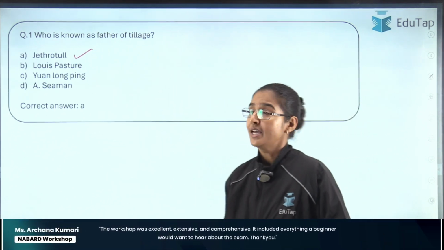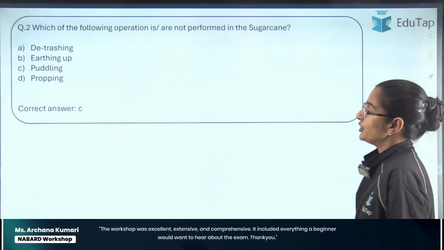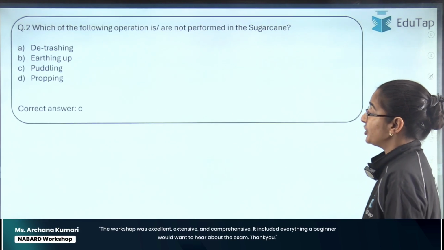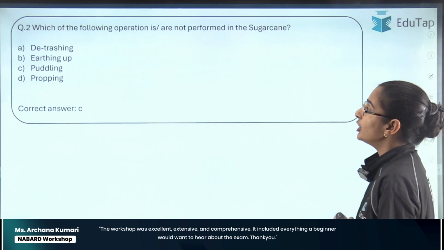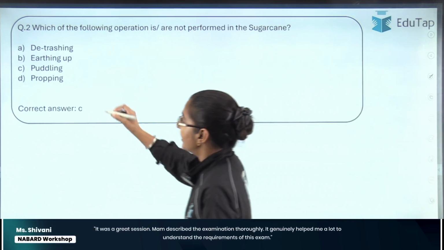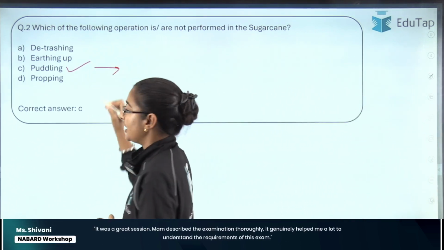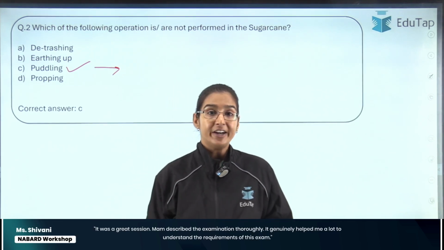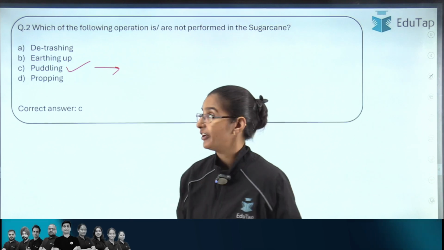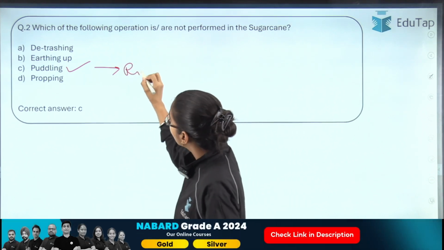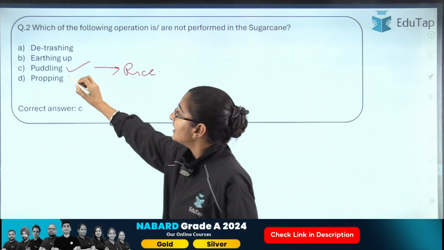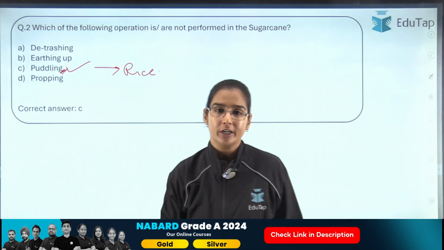All right. And the second question was, which of the following operations is or are not performed in sugarcane? The correct answer here is puddling, because puddling essentially means plowing in the wet field, repeated plowing in the wet field, and it is done essentially for crops like rice. So the correct answer here is puddling. Puddling is not done for sugarcane.